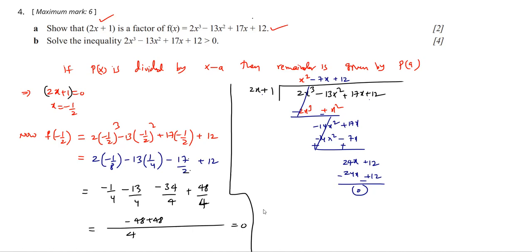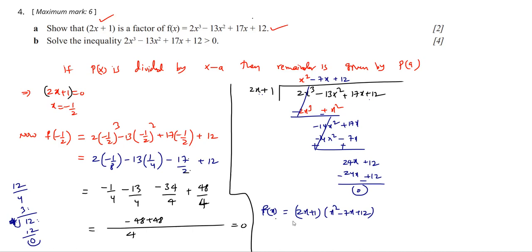So I repeat, therefore given polynomial f of x can be written as 2x plus 1 times this quotient, x square minus 7x plus 12. Making sense? It's like this. If I'm dividing 12 with 4, for example. How do I divide 12? 4 times 3 is 12, which is 0. Means 12 is equal to 4 times 3 only. Right? The divisor multiplied by the quotient is equal to dividend.